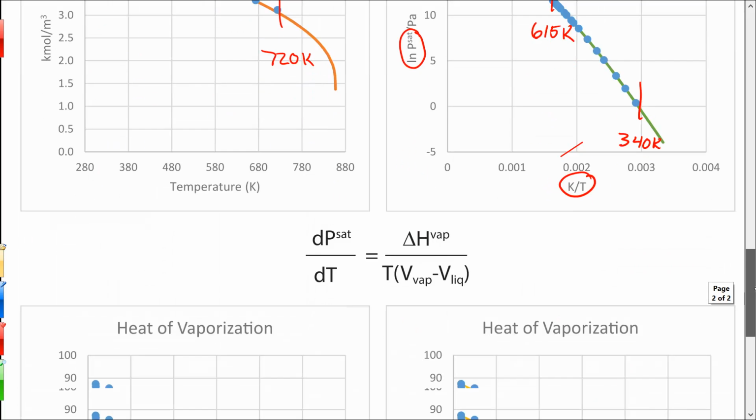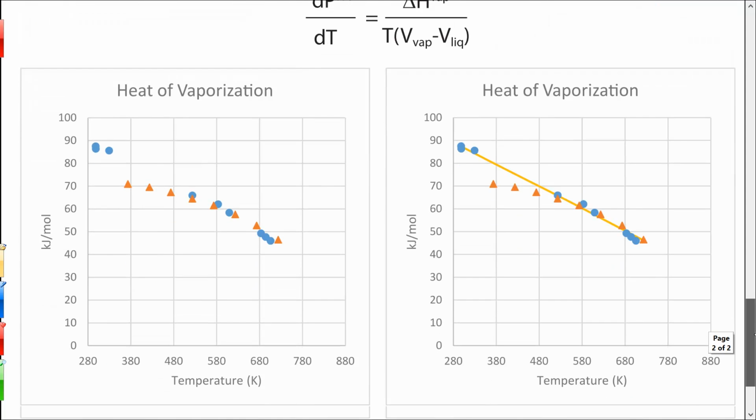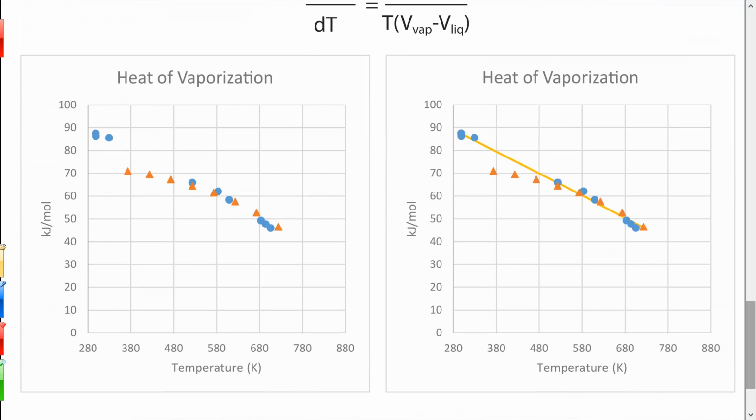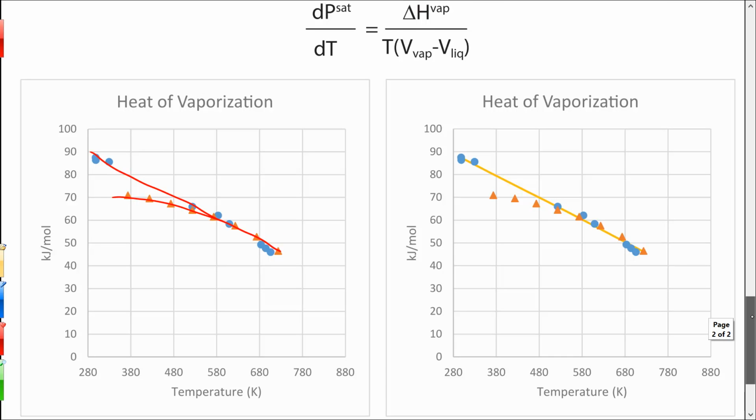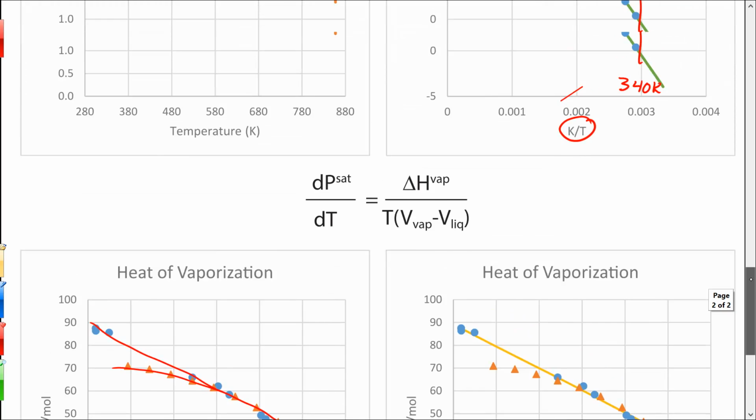Now let's look at the heat of vaporization. Notice that 2 sets of data follow different trends. The orange triangles flatten out at low temperatures compared to the data represented by the blue circles. Both sets are from experimental data, and the literature does not suggest which is more reliable. However, the Clapeyron equation can be used to help us determine which data set to trust.